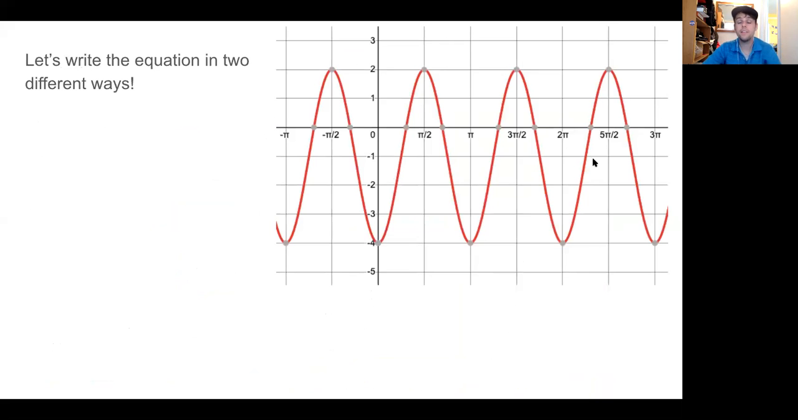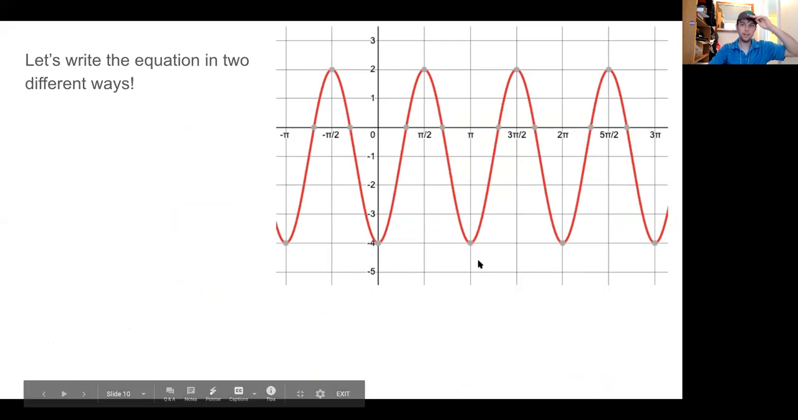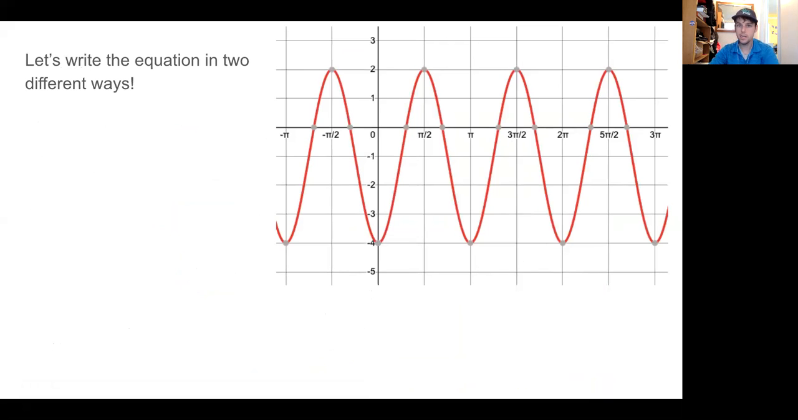All right, so let's go ahead and write this equation in two different ways. We have some nice scaling here. It does look like there is a vertical shift this time, which is a little bit different. So there's no set order that I need to answer these problems in. I'm just going to try to identify some different things.